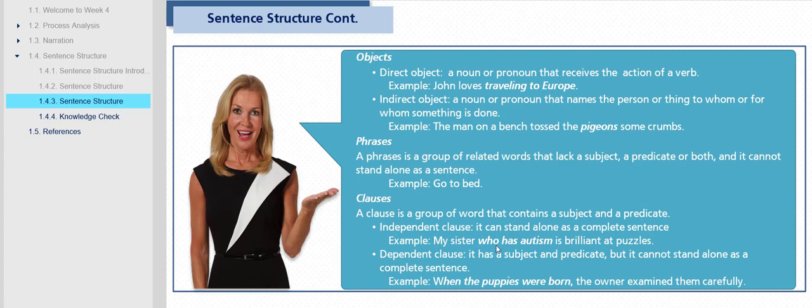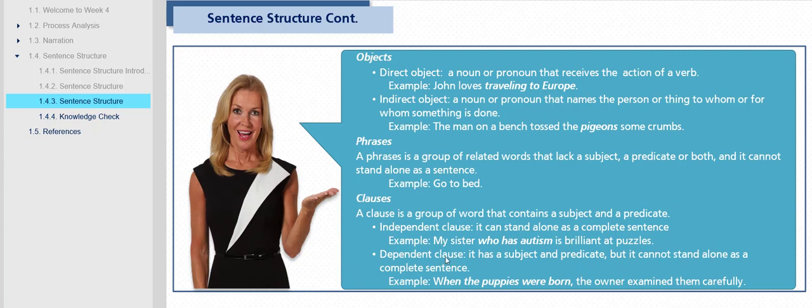And if I have who has autism, that's a dependent clause because a dependent clause cannot stand alone as a complete sentence because it has a relative pronoun or a subordinating conjunction that starts it. So in this sentence, my sister is brilliant at puzzles. That is an independent clause. Who has autism is a dependent clause. And so even though a dependent clause has a subject and a predicate, it cannot stand alone as a complete sentence.